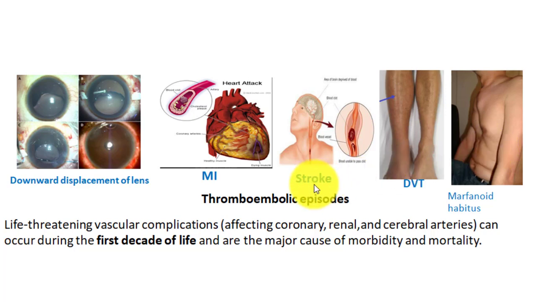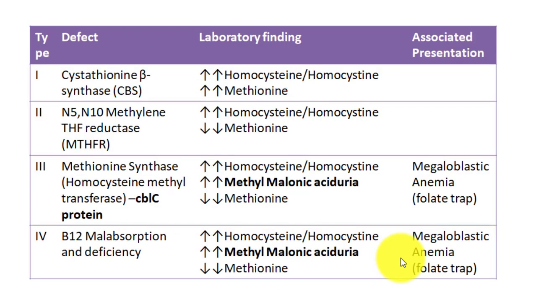homocystinuria patients. And this thromboembolic episode is a very life-threatening cardiovascular complication, and it affects the coronary artery, renal artery, cerebral artery, all these arteries, within the first decade of life, and this is the major cause of morbidity and mortality. Now let's come to the laboratory diagnosis.